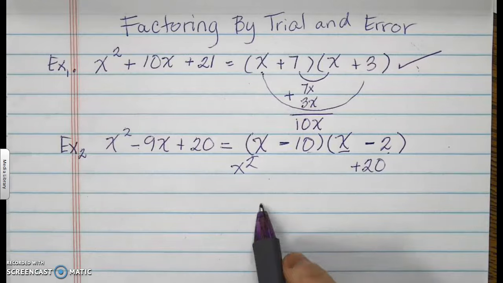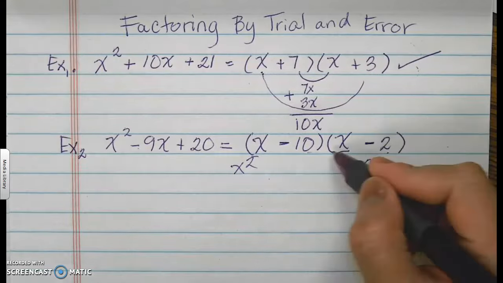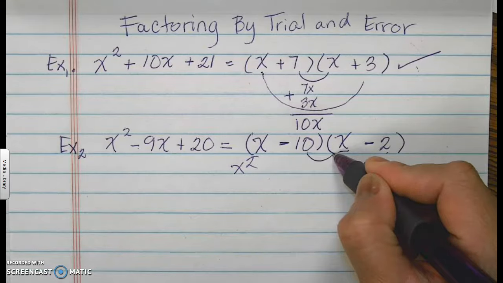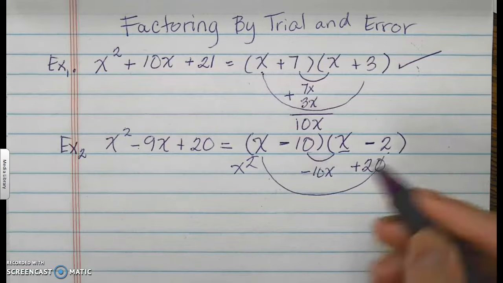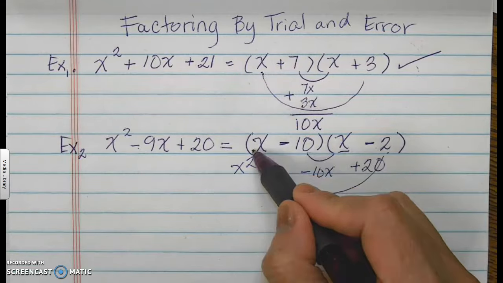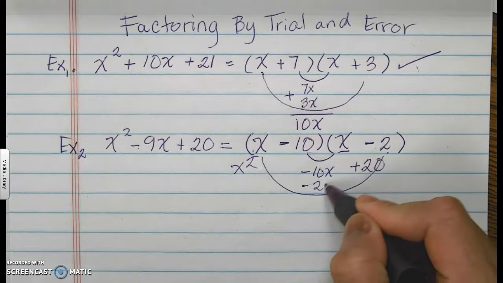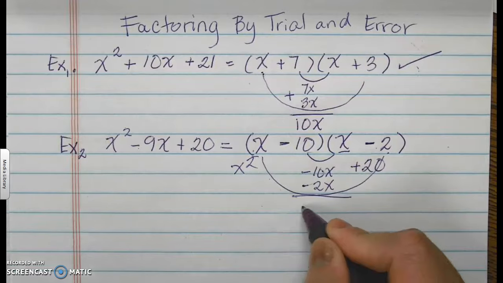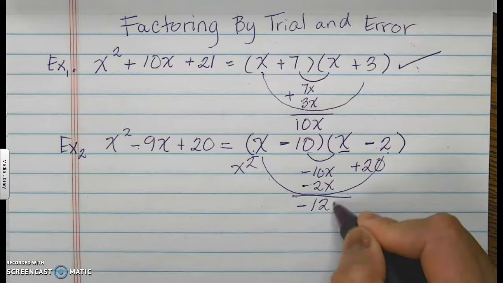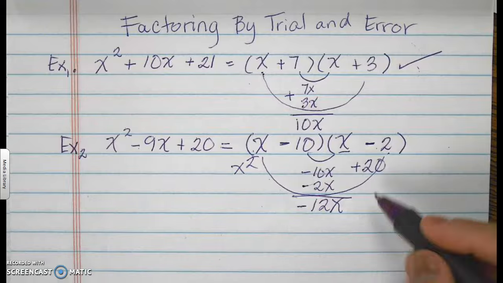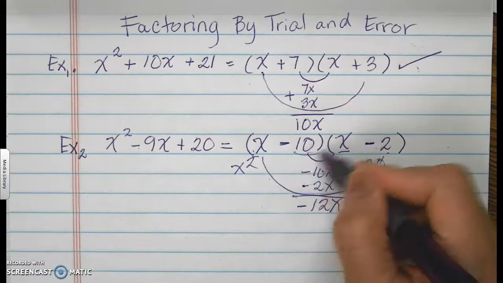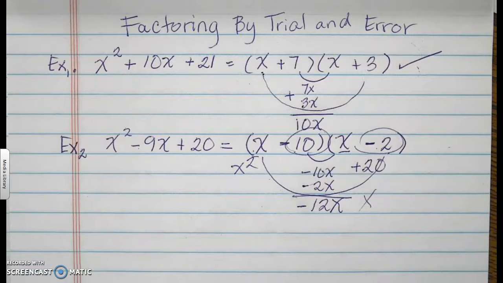And then I need my middle term. For my middle term, I do this, and that's a negative 10x. And negative 2 times positive 1x is a negative 2x. So my middle term is negative 12x. And I look at this and it's not right. Therefore, this is not the right combination. These are not the right numbers. So we will have another trial.